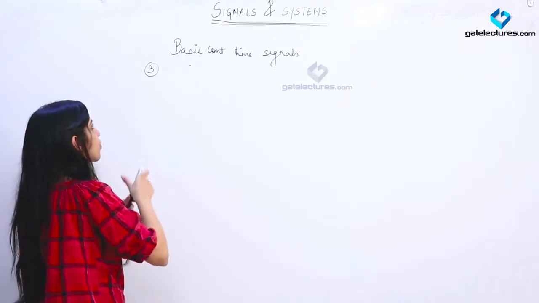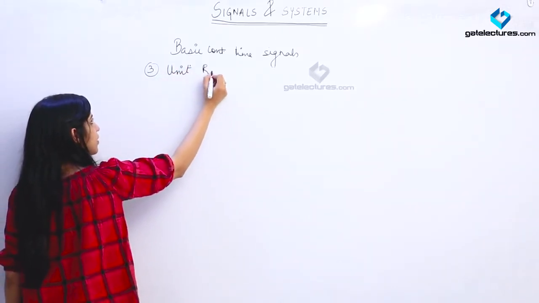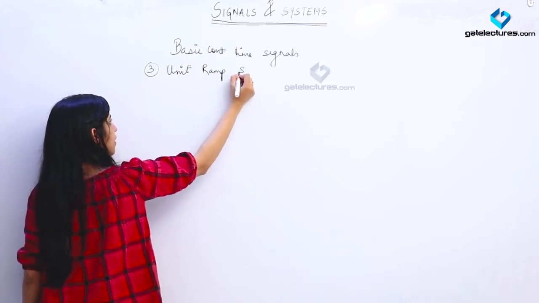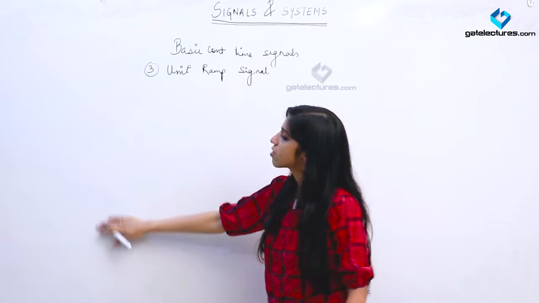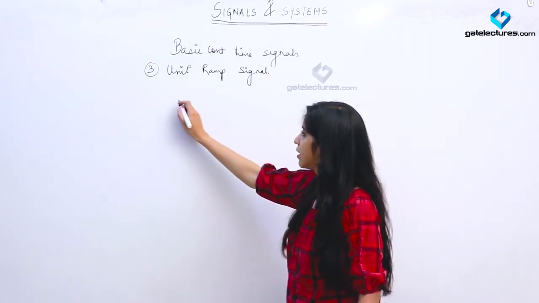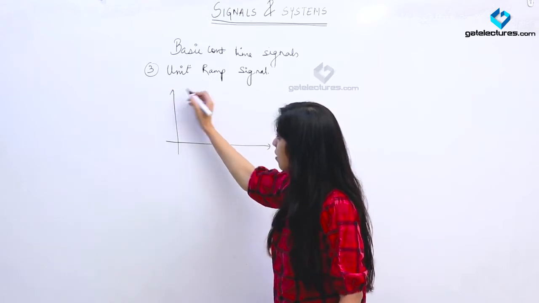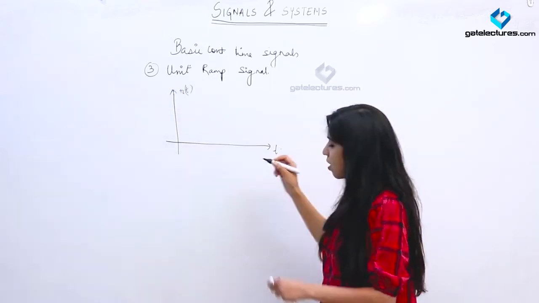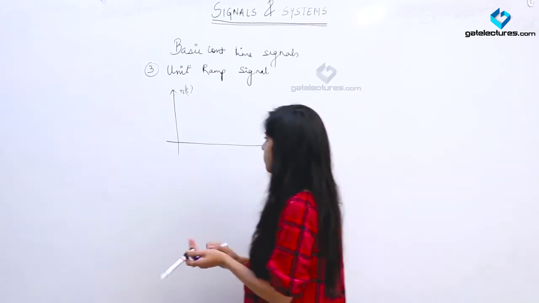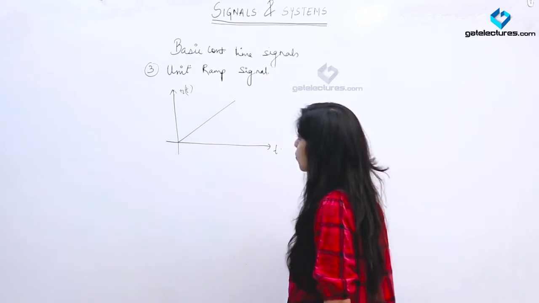So the next signal that we are going to look at is the unit ramp signal. This is basically a linearly increasing ramp. We are representing this by r(t), and this is how the unit ramp signal is going to look.